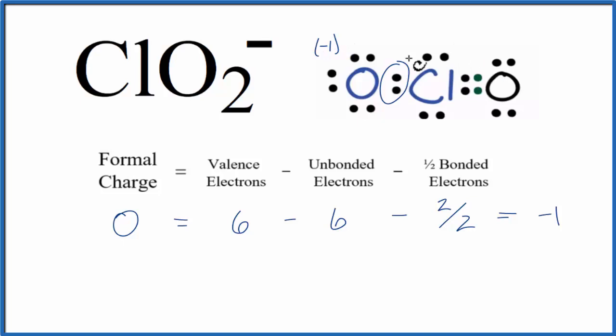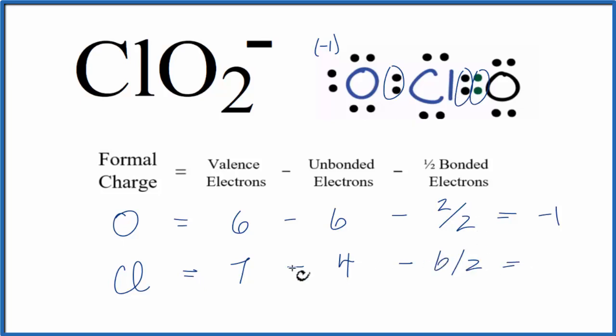Let's take next a look at the chlorine atom. So for chlorine, that's in group 17, sometimes called 7A on the periodic table. It has 7 valence electrons. We'll subtract the unbonded valence electrons. We have 2, 4 of those. And then we'll subtract 1/2 of the bonded electrons for the chlorine. So we have these 2 here, 2, 2, so 2, 4, 6. 7 minus 4, that's 3, minus 3, that's 0. So the formal charge on the chlorine here is 0.